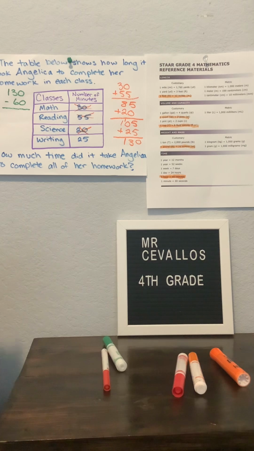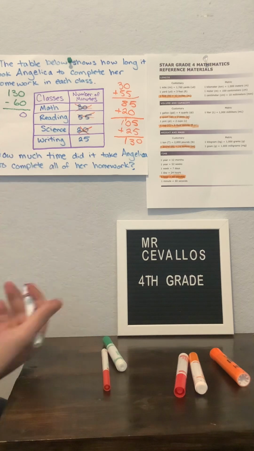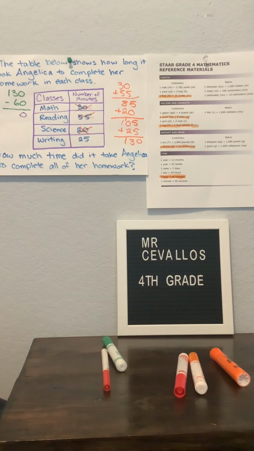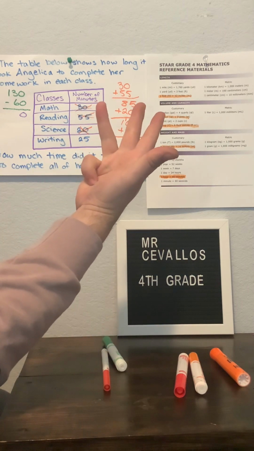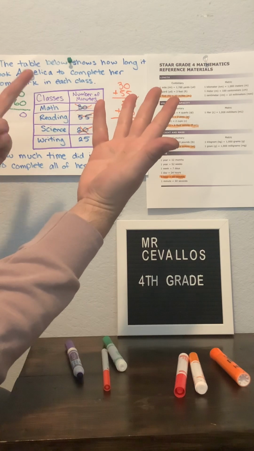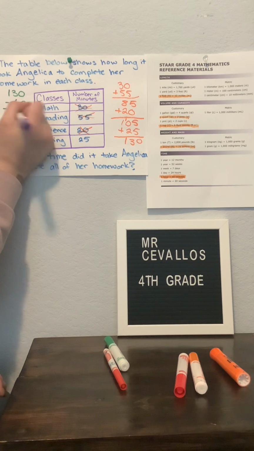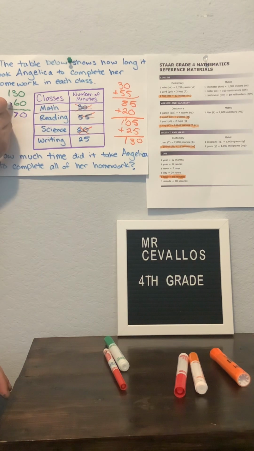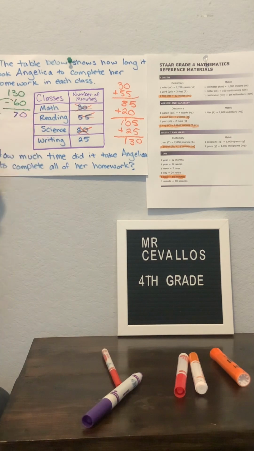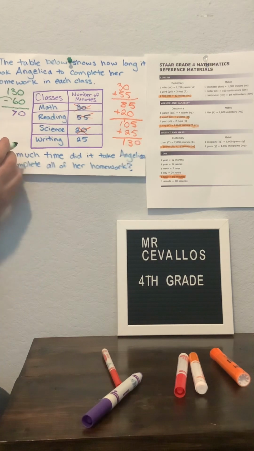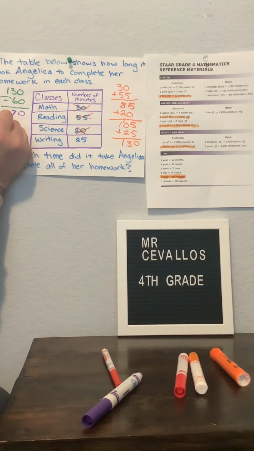0 minus 0 is, of course, 0. And I can't take 6 from 3, but I can take 6 from 13. So 13 minus 6 is going to be 7, 8, 9, 10, 11, 12, 13. 7. So now I have 70 minutes. And this 60 minutes, I'm going to write right here because it has been changed.